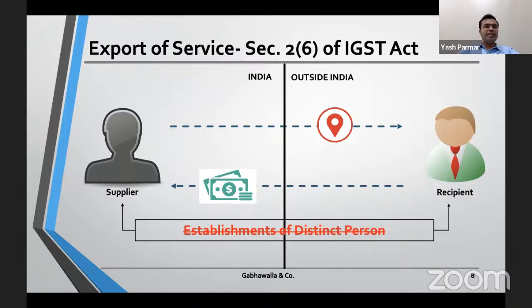Now, what do you mean by they should not be an establishments of distinct person? Well, let's take an example that there is a company in India who is also having a branch outside India. So they have a branch office in foreign country. Now, in this case, the Indian company and the foreign branch will be treated as distinct person, establishments of distinct person, and therefore any supply happening from the Indian office to the foreign branch office will not be treated as an export transaction, because the definition of export of service clearly excludes the transaction between establishments of distinct person.